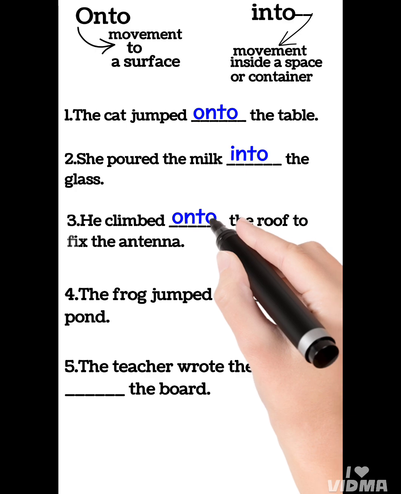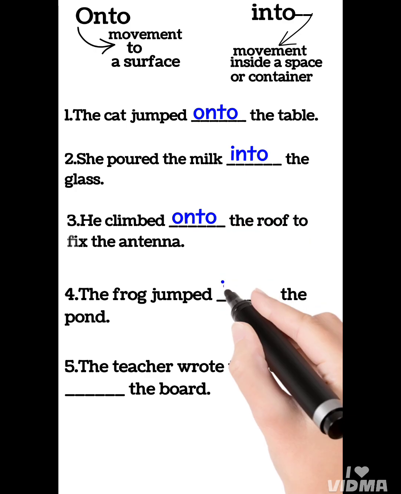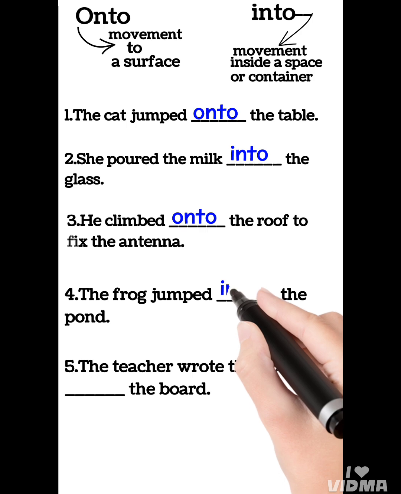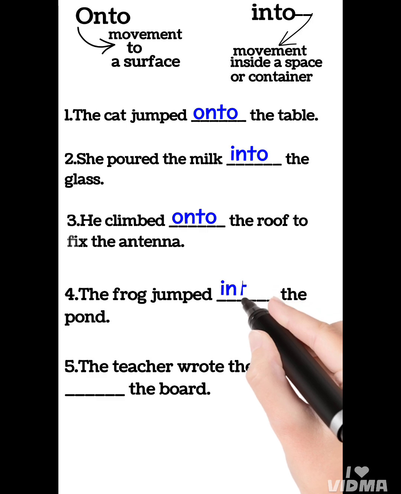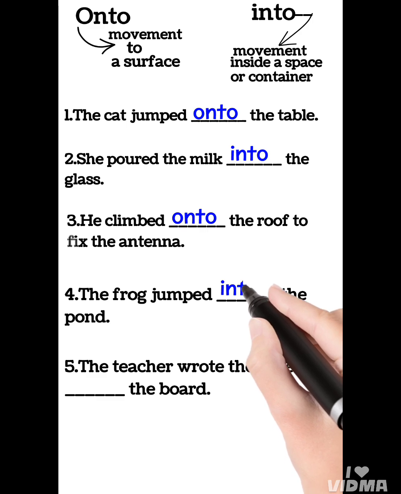Onto. The frog jumped blank the pond. The keyword is the pond. The frog goes inside the water, entering a space, so into. The frog jumped into the pond.